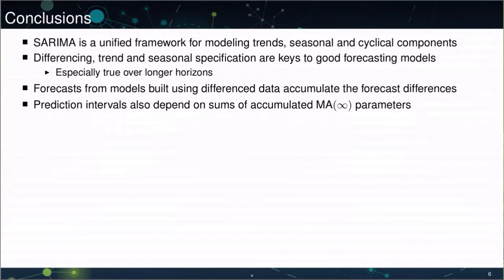In conclusion, ARMA brings a unified framework that allows us to model trends, seasonal, and cyclical components. The key things when building models for forecasting are the choice of differencing, trend, and seasonal specifications. These matter a lot over longer horizons. One thing I haven't mentioned on the slide, but which is also important, is whether you should use xt versus the natural log of xt. So the choice of levels or logs plays an important role.